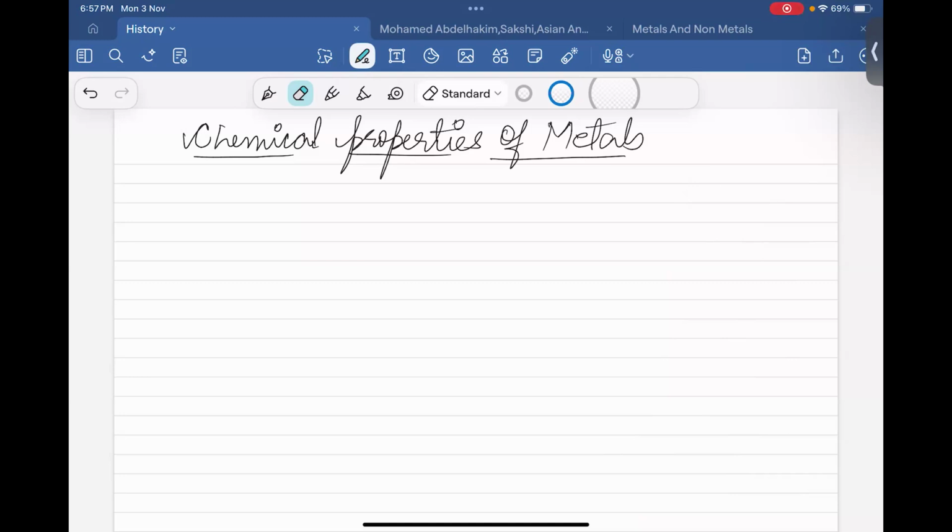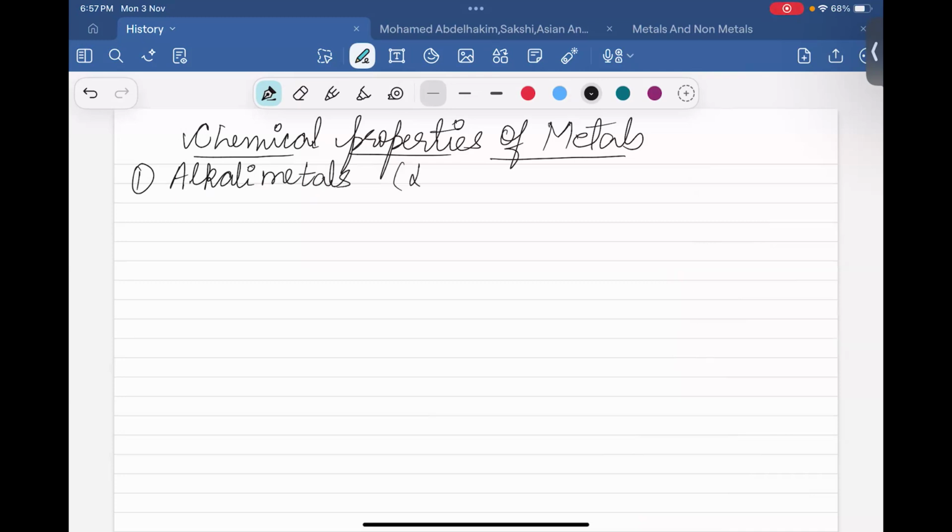At the heading, write chemical properties of metals. Now the first one is alkali metals. Alkali metals like lithium, sodium, potassium, etc., all react vigorously with water.